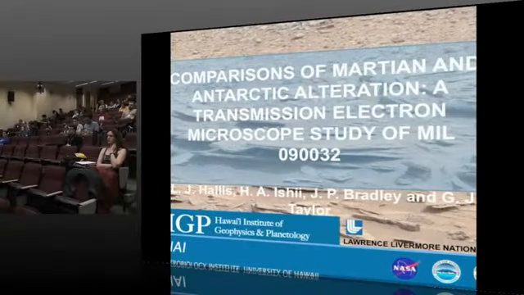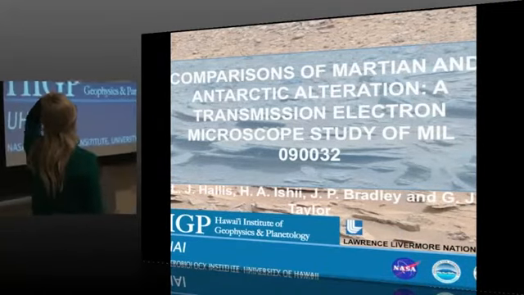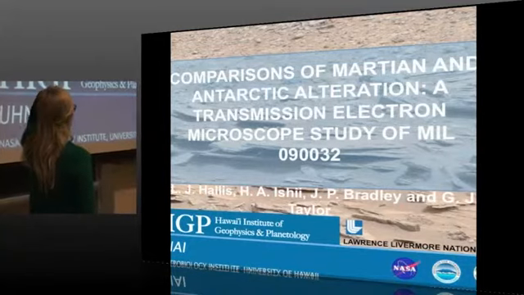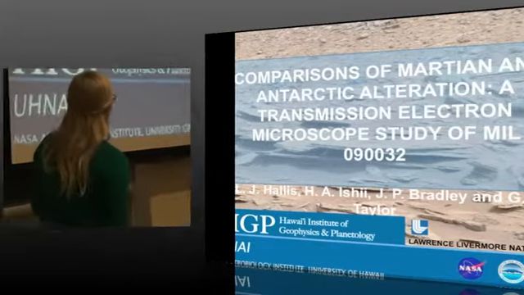So basically today I'm going to talk about the work that I presented at LPSC this year. It was a collaboration between our group at the University of Hawaii and the Lawrence Livermore National Laboratory, where they have this really huge transmission electron microscope.